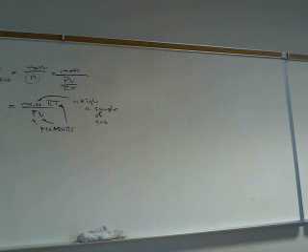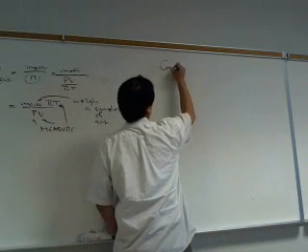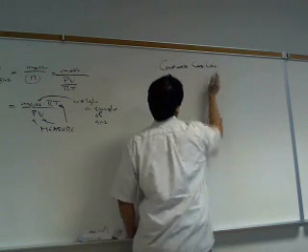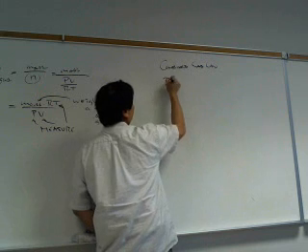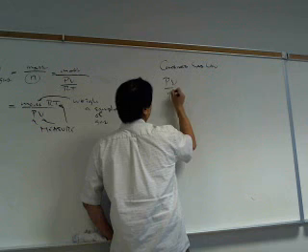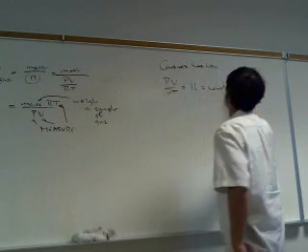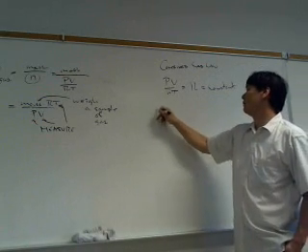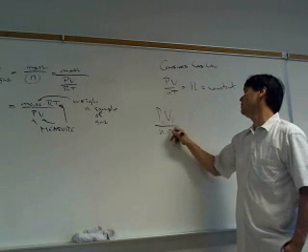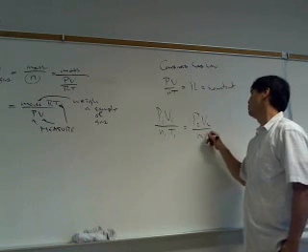Then let's see, what else are we going to do? We're going to use the combined gas law as well. For the combined gas law, we know that PV over NT is equal to R, which is equal to a constant. And so this allows us to solve for this equation: P1V1 over N1T1 is equal to P2V2 over N2T2.